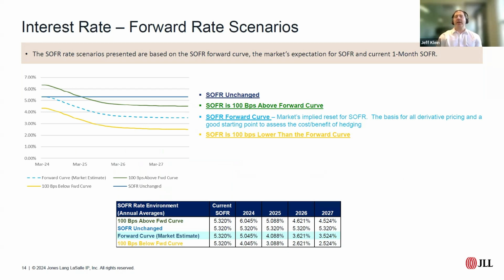So what we tend to do is we come up with different scenarios at Kensington. We say, well, what if SOFR stays unchanged? So that's the straight line. What if SOFR is higher than the forward? So we have a green line. SOFR is 100 bips above the forward curve.